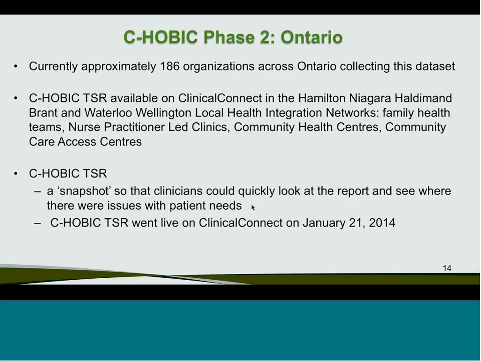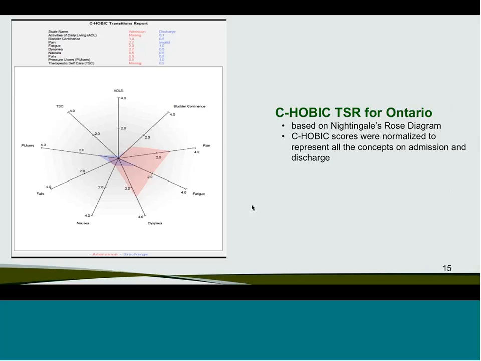I'm pleased to tell you that the TSR in Ontario went live in January a year ago, so we've now got just a little over a year of experience with it. That's what it looks like on slide 15. It's based on Nightingale's Rose diagram. The scores, as I said, were normalized so that they could be drawn on one chart, and all the concepts represent the concepts on admission and discharge.